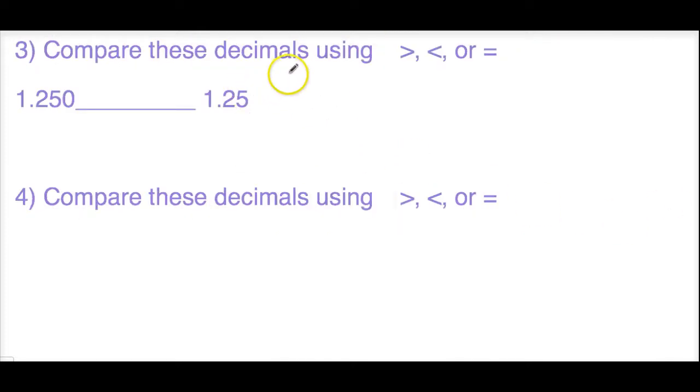So our next one says compare these decimals using greater than, less than, or equal to. So again, we're comparing numbers, and I'm going to look at my first place value, the ones place, and they're equal. So I'm going to move to the next place, which is the tenths place. My tenths place is a 2 and a 2. Again, they're equal. And then our hundredths place is a 5 and a 5. Again, they're equal. And since the next place is the thousandths place, this one also has an understood 0 there. So it turns out that these two numbers are equal.